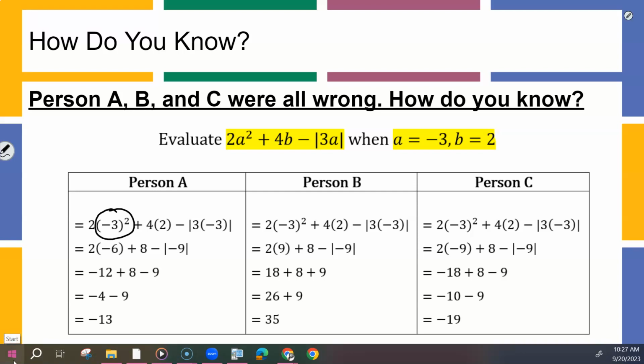And what was wrong with this? They said that -3 to the power of 2 is -6, and it's not. Correct. So I drew a little arrow to show their end result mistake. So yes, they multiplied here instead of squaring.